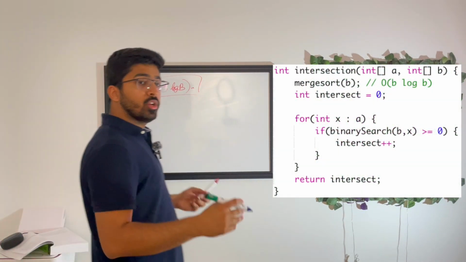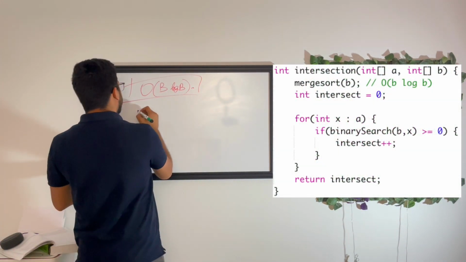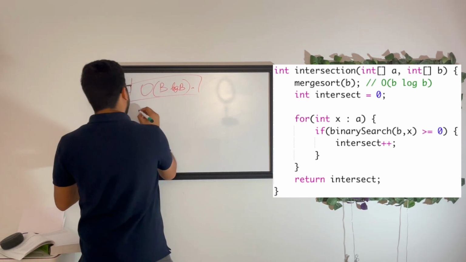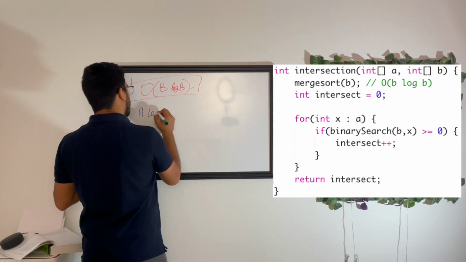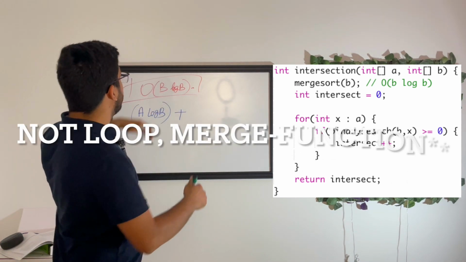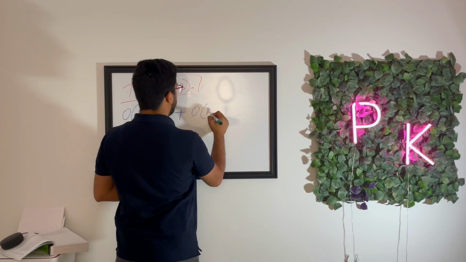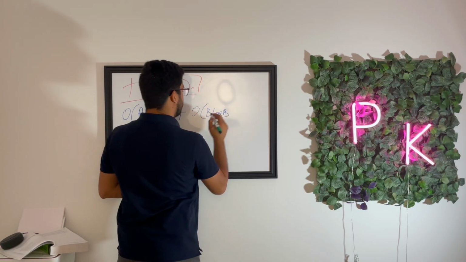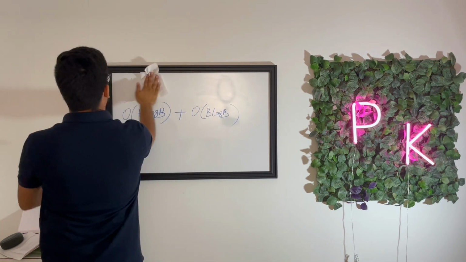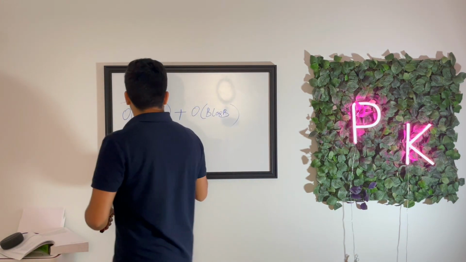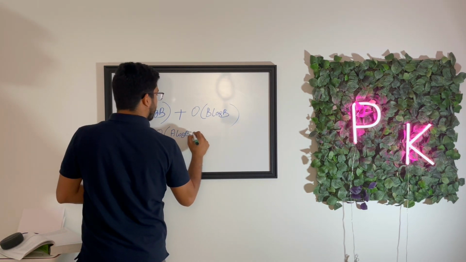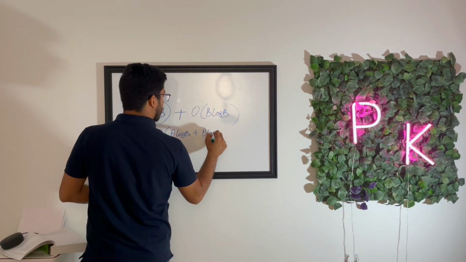Now, combining all the knowledge we have gathered until now, we can say that our time complexity for the for loop is going to be A multiplied by log of B. Plus, because we also have the sort, it's going to be O of B log B. So this is the final answer. This is the time complexity of the problem right in front of us: O of A log B plus B log B.